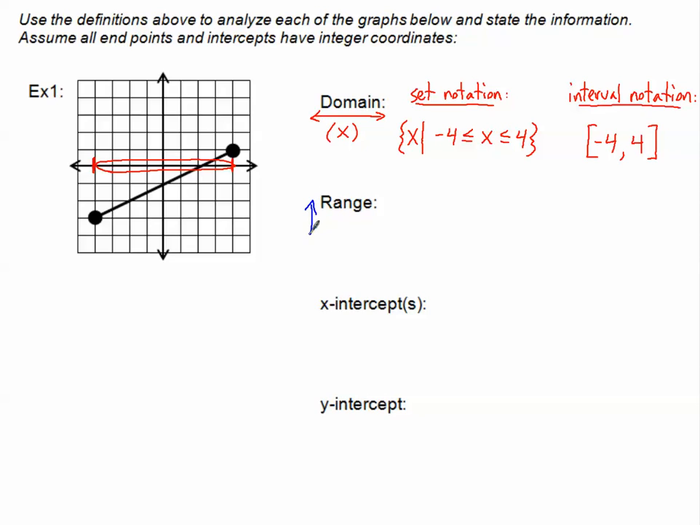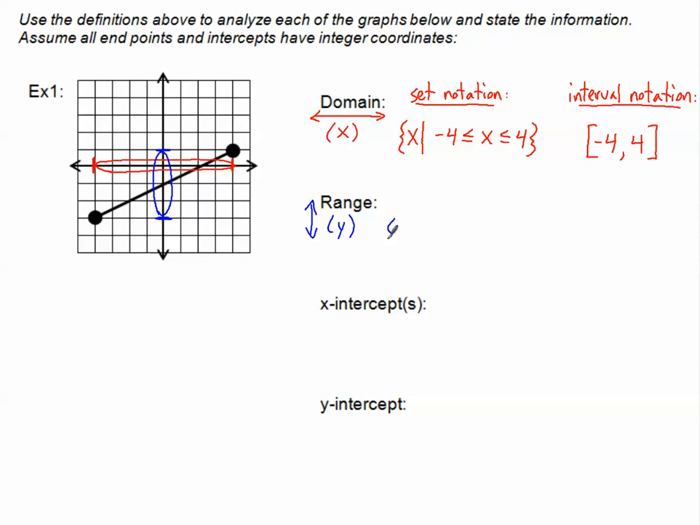Range, now we're looking down to up. We're talking about the y values. So forget about looking left and right. Now we're looking down to up. How low does this graph go? Well, this is the lowest value in my range, this value of -3. And then it goes as high up as this value right here. There's my range, and I need to describe that.